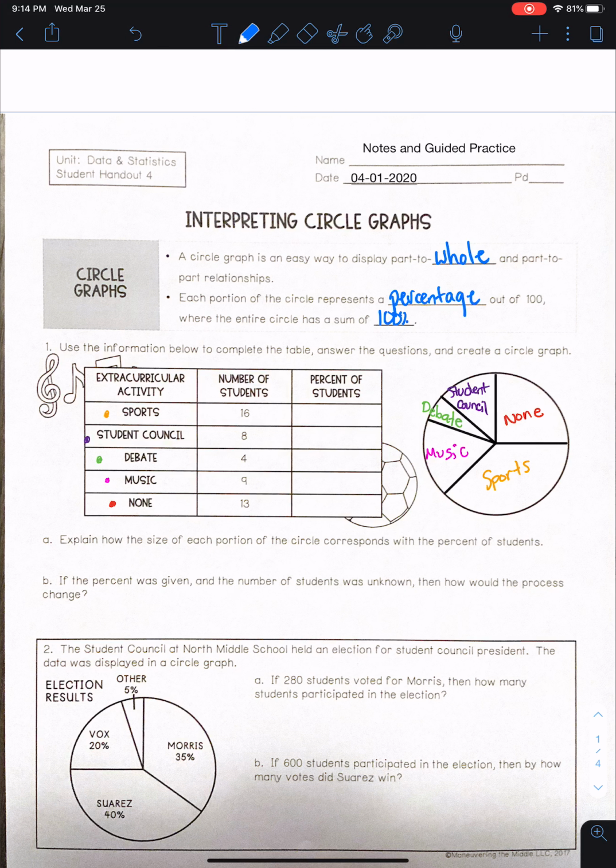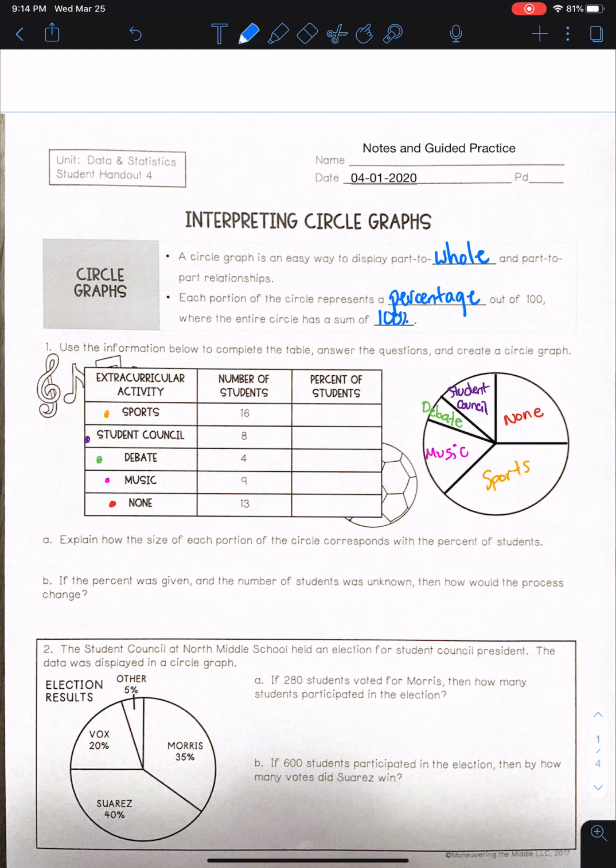The last 2 days we worked on bar graphs. Today we're going to start working on circle graphs. So if we start with the fill in the blanks, a circle graph is an easy way to display part to whole and part to part relationships. Each portion of the circle graph represents a percentage out of 100, where the entire circle has a sum of 100%.